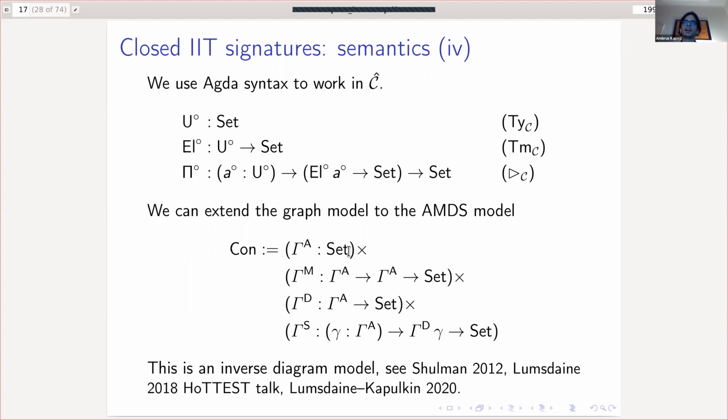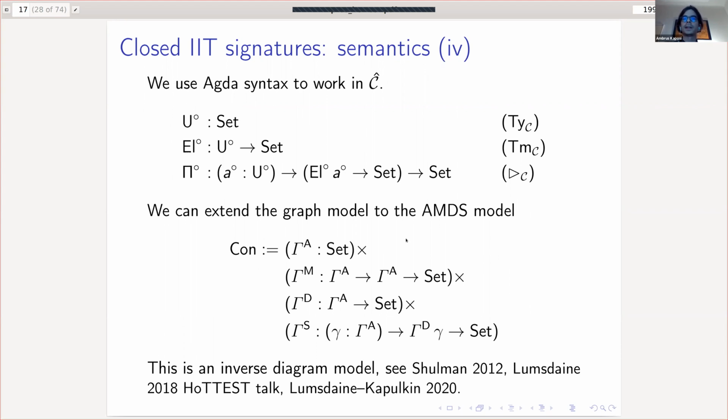And for context, in this AMDS model, things look like this. So I have a set of algebras. Then for any two algebras, I have a set of morphisms. Then for any algebra, I have a set of displayed algebras over that algebra. And then for any algebra and displayed algebra over it, I have a set of sections of the displayed algebra. This model construction is an inverse diagram model, so category theorists probably like to describe it that way.